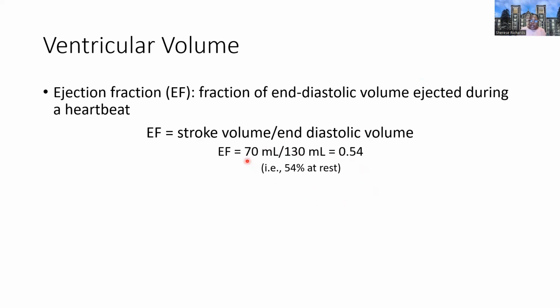Now this can go higher if you're exercising or if you're under exertion. You can eject more of your total volume filled during additional states, but at rest, you typically eject about 54% of that blood during systole. Okay, which is quite fascinating. So only about half of the blood is leaving the chamber, and a little under half of it is actually staying back in the chamber. Right? Really fascinating.